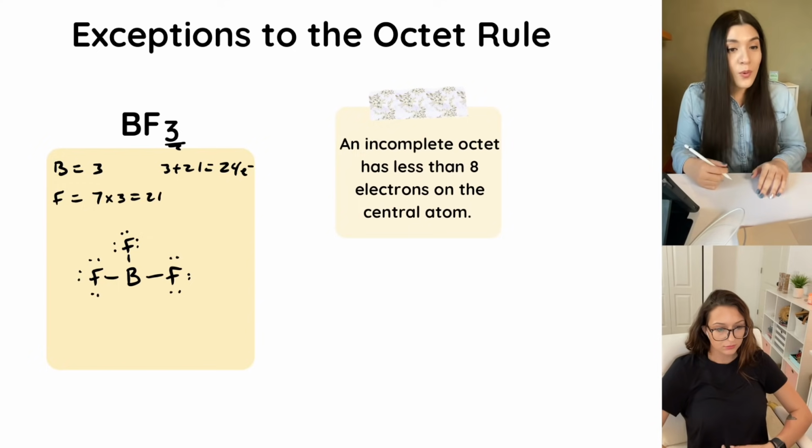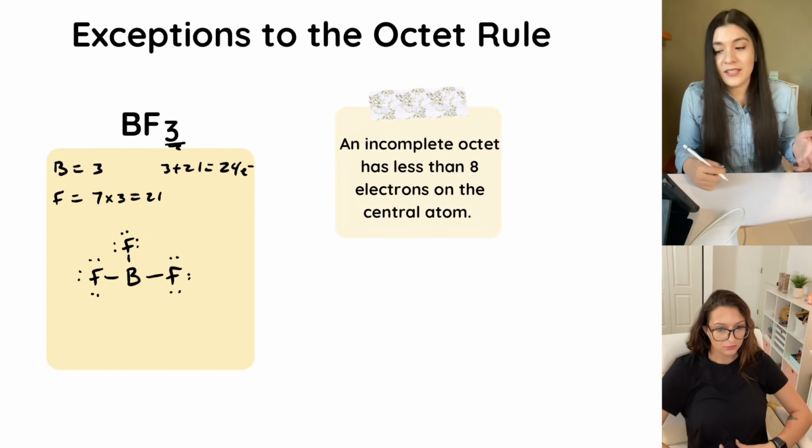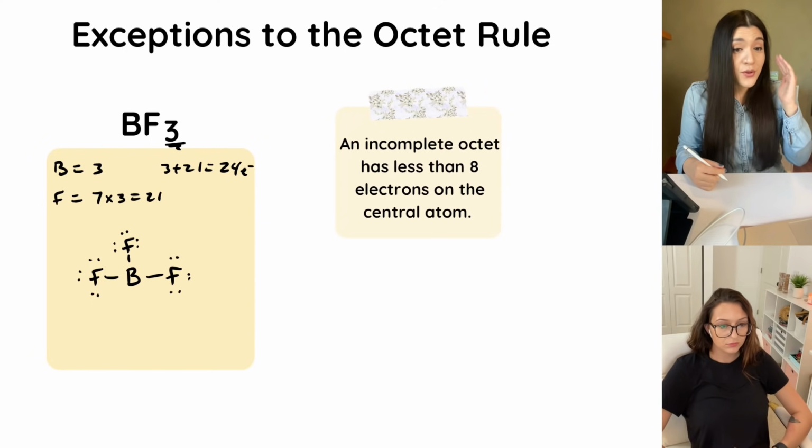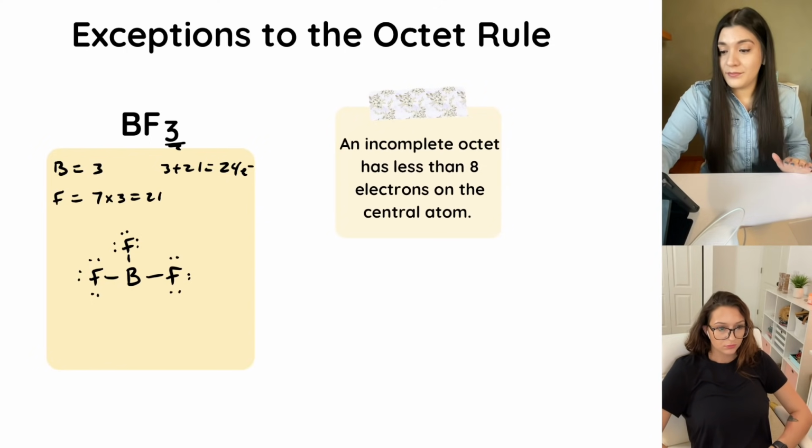Versus, let's say boron or beryllium, they're always going to be incomplete. It's not saying that they have the possibility. No, those for sure are incomplete. They're not going to obey the octet rule.